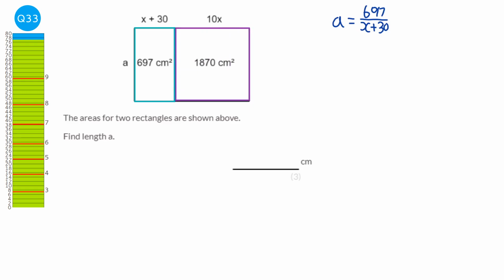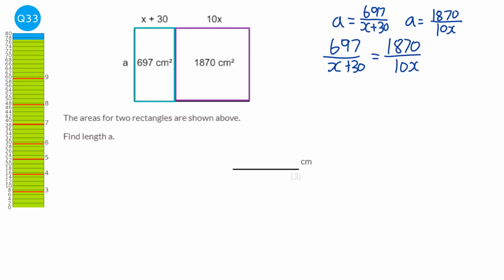Now let's focus on the other square, or the other rectangle. And this time we have A equal to the area of it, which is 1870, divided by the 10x. Now because both of these are equal to A, we can actually just get both of these fractions equal to each other. And what we can do is work out what x is going to be.